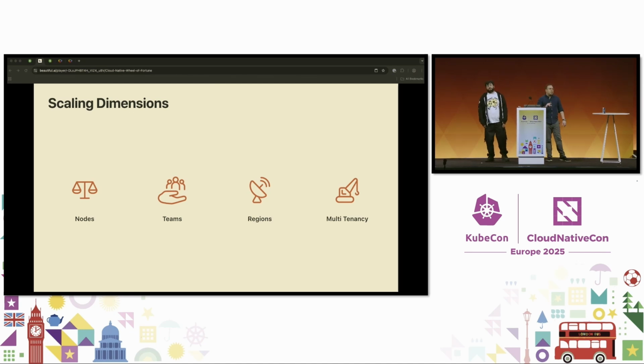Regions is really about geographical distribution. So do we have a federated couple of clusters that span multiple regions? Do we have singular clusters that are running in different regions? There's a number of options for this, right? And then the final one is really multi-tenancy. So multi-tenancy requirements could be evaluating virtual clusters. It could be providing dedicated control planes.